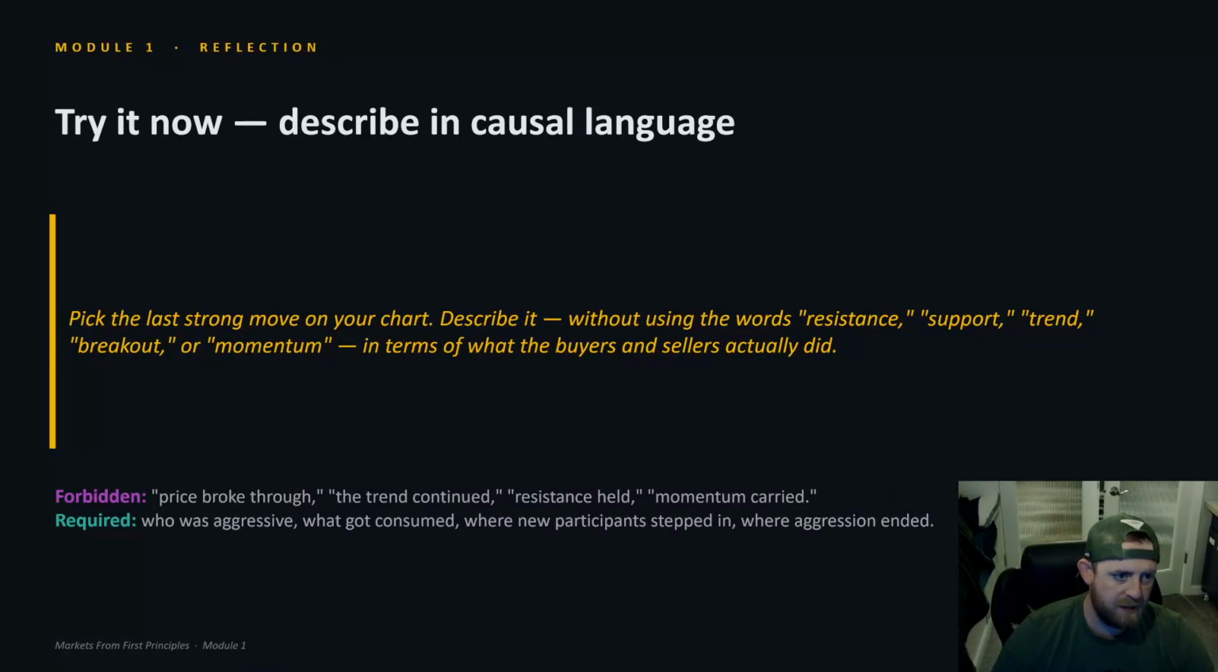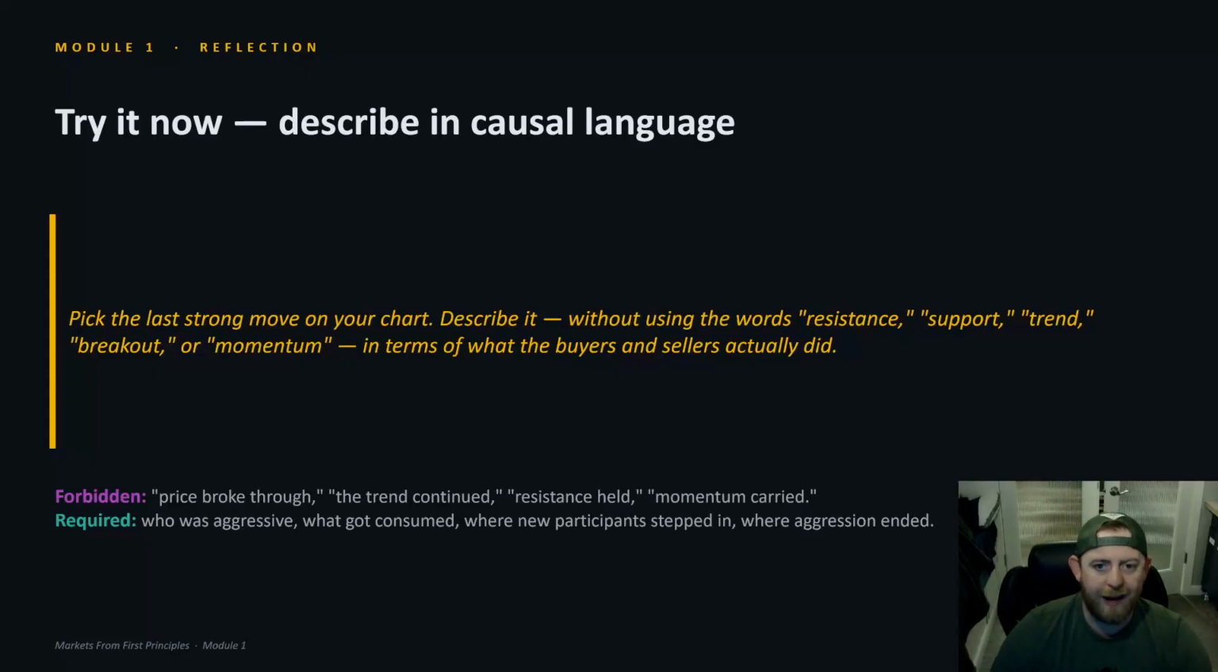So I want you to pick the last strong move that you find on a chart. I want you to describe it. I want you not to use the words resistance, support, trend, breakout, momentum, no descriptors. I only want explanations. And you have to say things like who was aggressive, what got consumed, where participants stepped in, even though we're not really using that term, but like where people decided to become more aggressive and then where that aggression ended. It's hard. I know it's hard. Like I wrote this and I even put in here "stepped in" when I told you previously, don't use that. It's hard not to do.